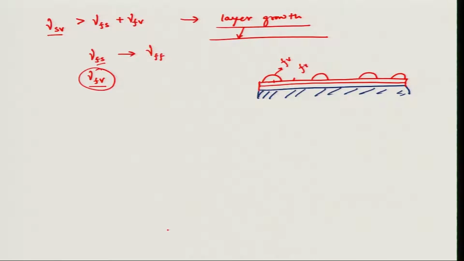Okay. Now, if this energy is small, then it will try to maximize this area by forming these islands, and that is why you will have layer growth and then island growth. One of the examples why this change could happen is because of the strain energy in the layer thickness. Let us look at that.